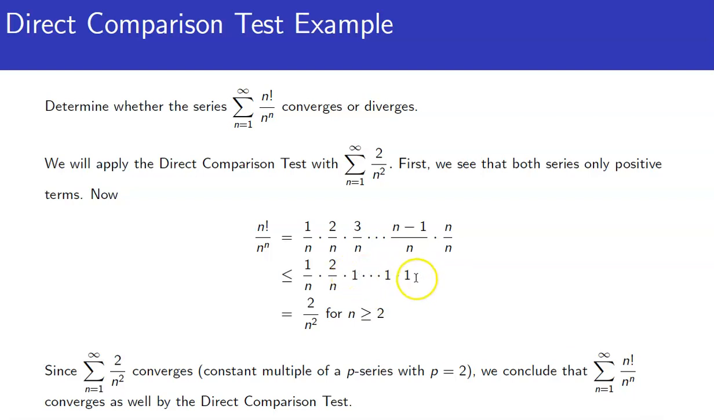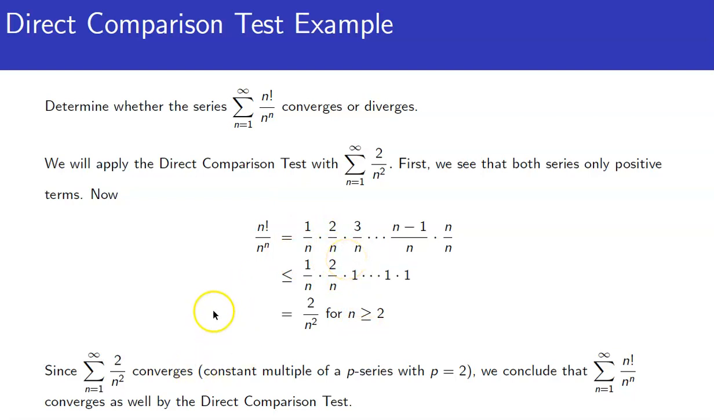So if we replace all of those terms with 1s, that product's going to turn out to be 1. And all we're left with is 1 over n times 2 over n, which is the same thing as 2 over n squared. I do need to make sure that this is for n greater than or equal to 2, because if n's equal to 1, we really only have the 1 over n term, right? We don't get the second term there.